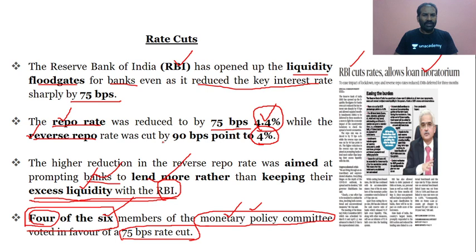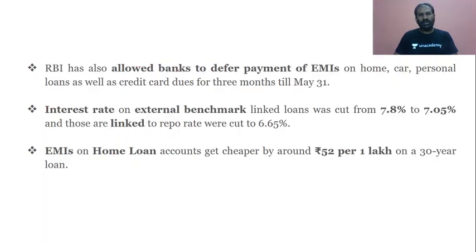The governor of the RBI is now Shaktikanta Das. And the RBI has also allowed banks to defer payments of EMIs. So what are these deferred payments? It means some kind of postponement or rescheduling of the EMIs on home loans, car loans, personal loans, and also the credit card payments which are due. These can be deferred, in the sense postponed or rescheduled, for the next 3 months, up to May 31.